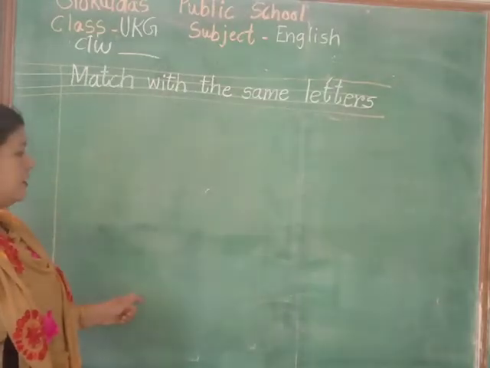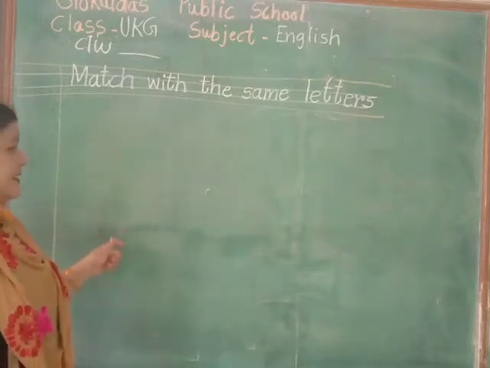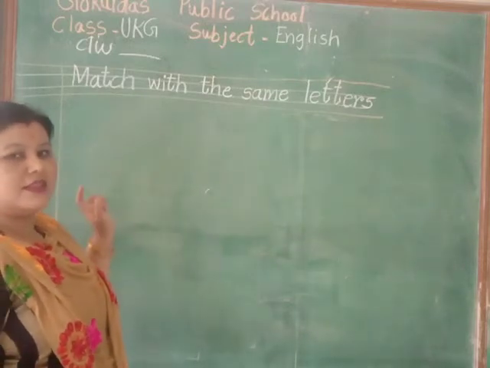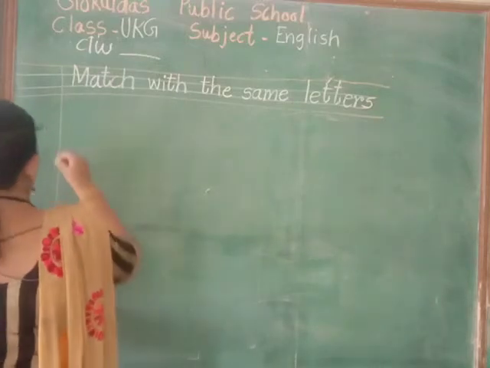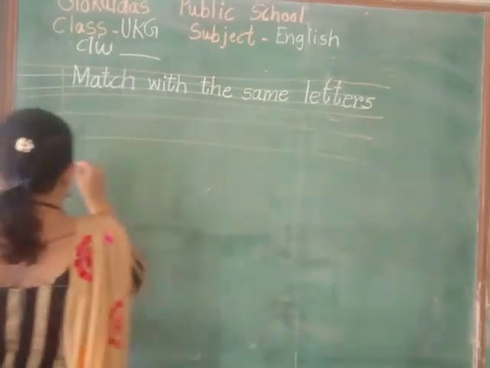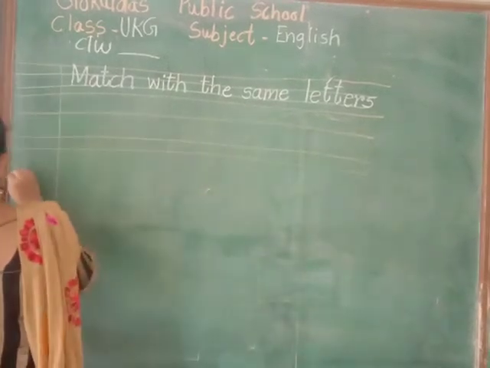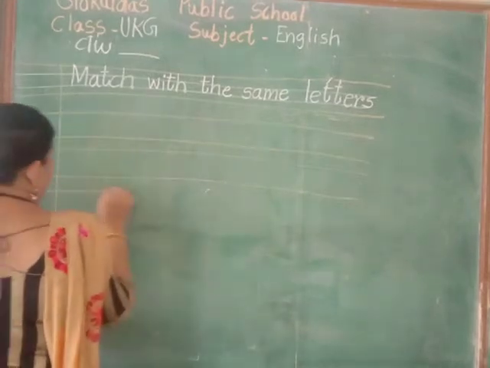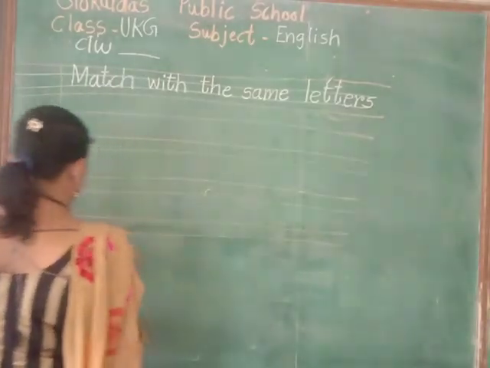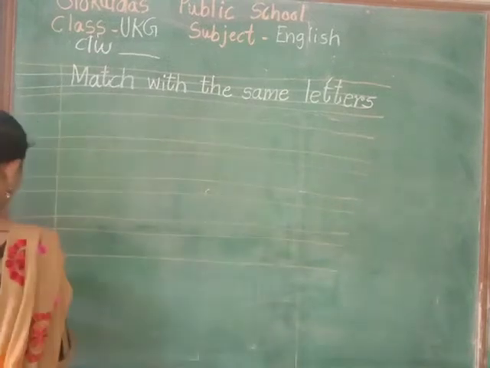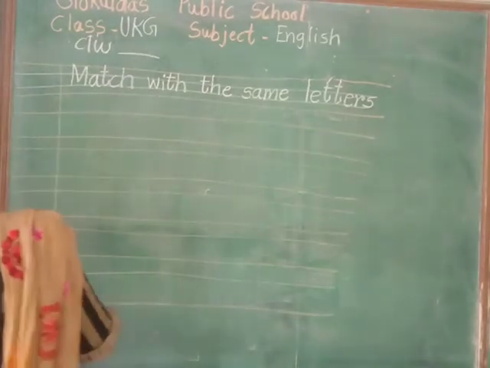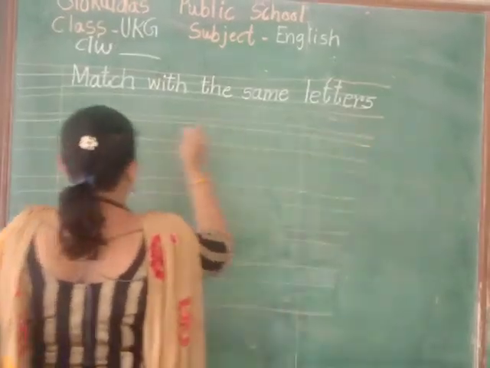See the letter from here, from A to Z. I write the letters here, and here also. You just see which letter is same. You just match with the same letter. Right. Match with the same letter. This is your exercise. Related the letters.